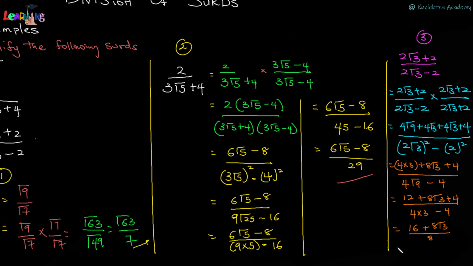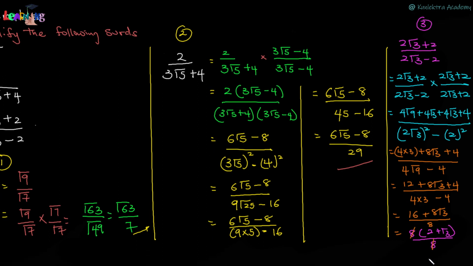Now you have 8, you can reduce it by bringing this value out. You have 8 times 2 plus root 3, over 8. Now from here, 8 cancels 8. Then what will be your final answer? Your final answer will be 2 plus root 3. Sorry for managing the board, but I believe you understand the whole process.